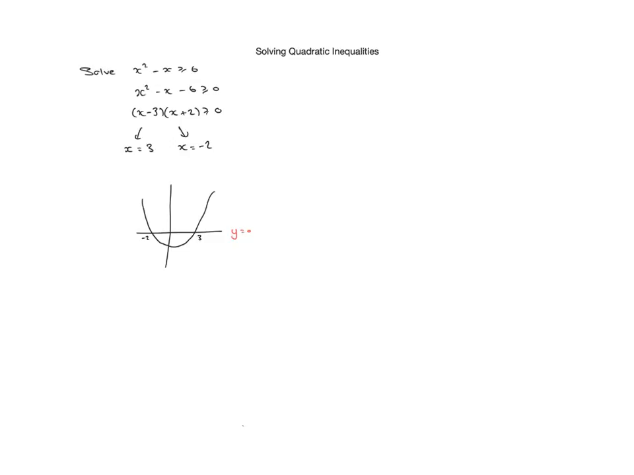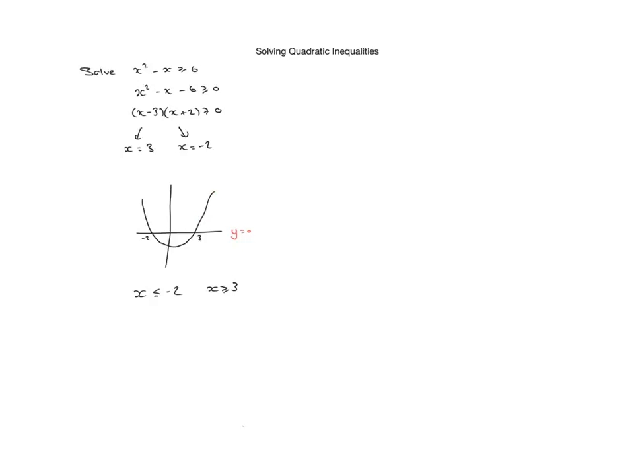Well, it means I'm going to end up with 2 inequalities as my answer. So I want x to be less than or equal to minus 2, and that will give me all the curve that goes in this direction. So anything to the left of here will be above the y is equal to 0 line. And I also need, from the right-hand side, that x has to be greater than or equal to 3, because then I get all of the curve to the right of this critical point, to the right of 3.